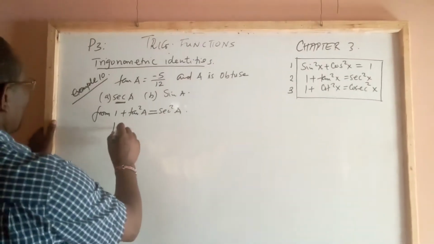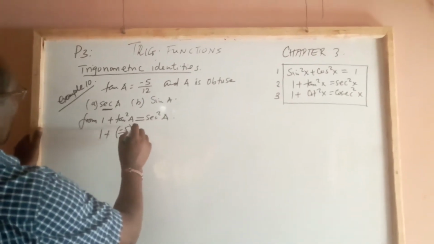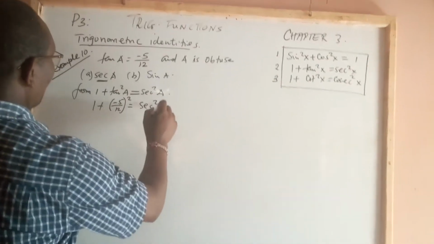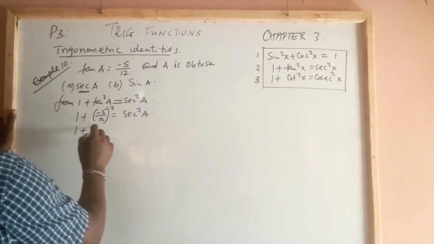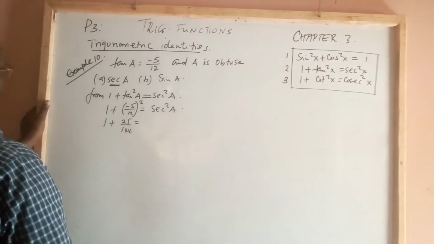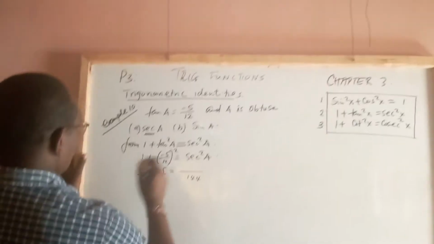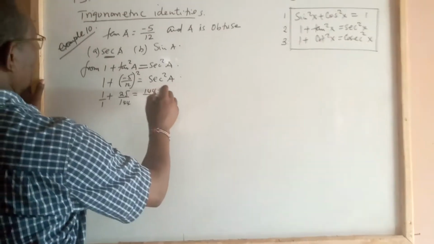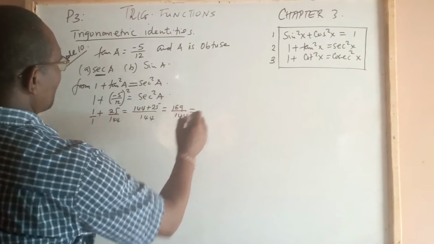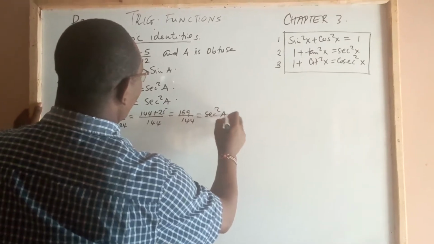So 1 plus, what is the tan squared? Minus 5 over 12 squared. It should give us the sec squared of A. This means 1 plus 25 out of 144, which is basically, if this is over 1, of course, the LCM is 144, which is 144 plus 25, which is 169 all over 144. And this happens to be the sec squared of A.